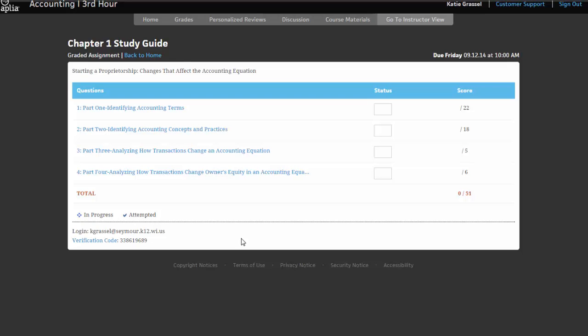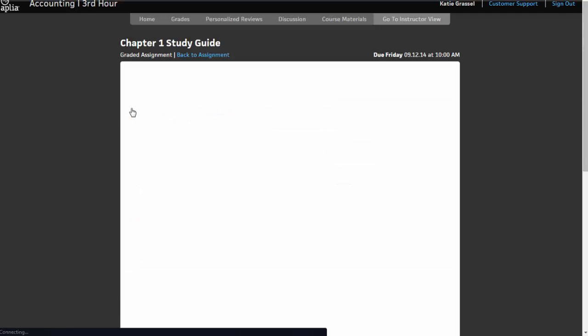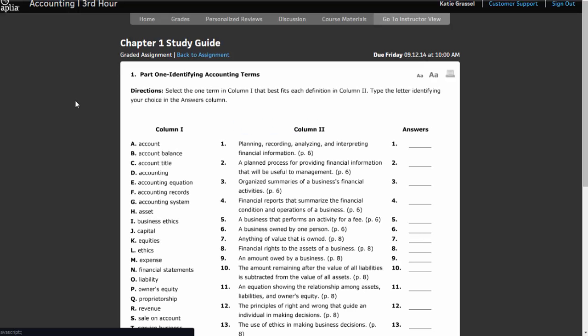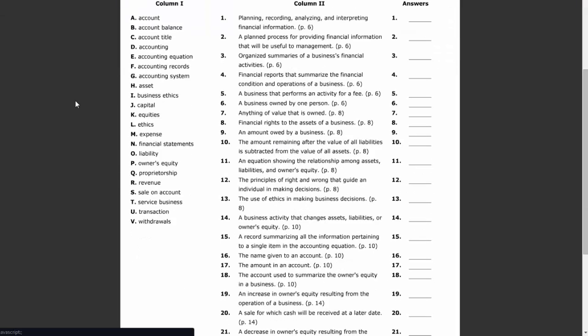Breathe. It's okay. When you go to your study guide, there are 4 pages here. Page 1 is identifying the accounting terms. It's worth 22 points. Page 2 is accounting concepts, then transactions that affect the accounting equation, and part 4 is transactions affecting owner's equity in the accounting equation. So when I look at part 1 here, this truly is based on the reading of the book that I've asked you to go through and do. So here we have the vocabulary terms on the left and the numbers on the right.